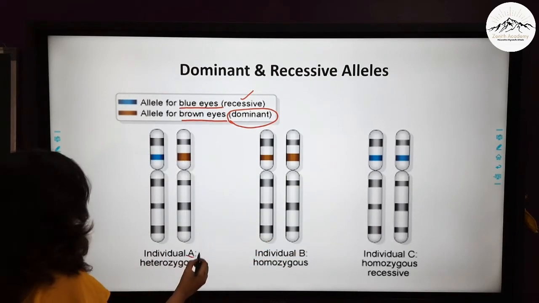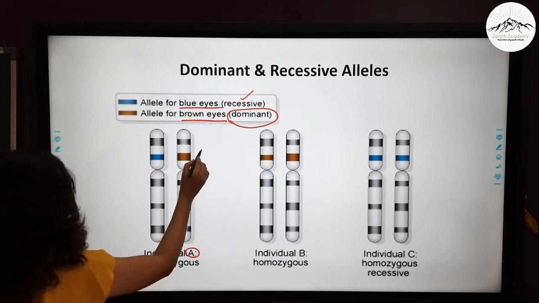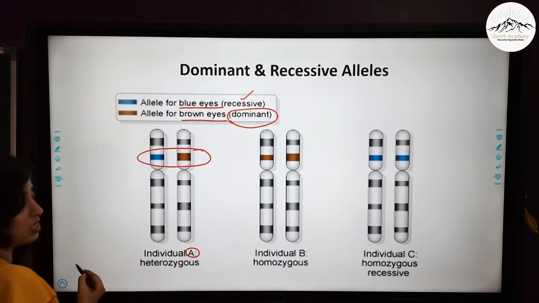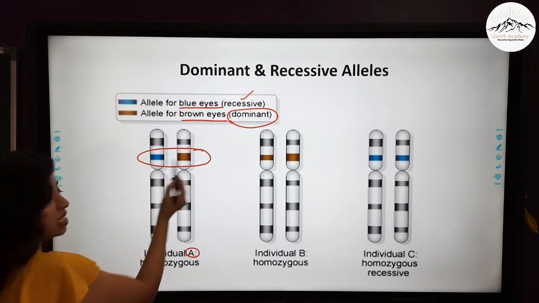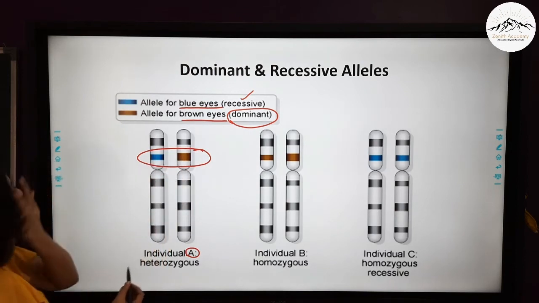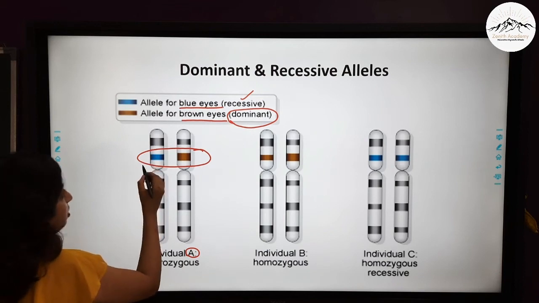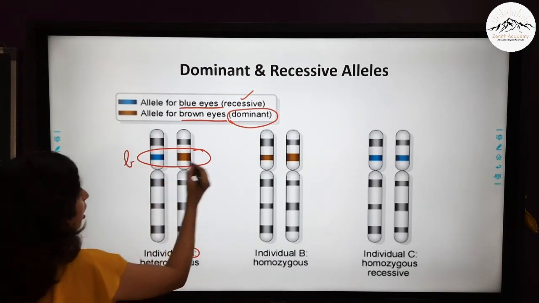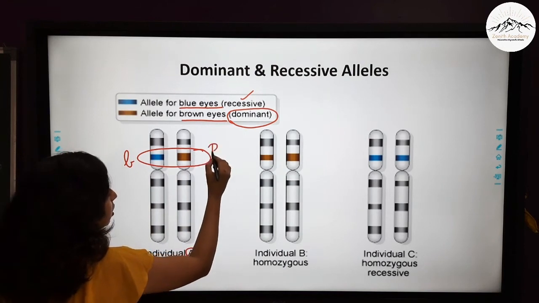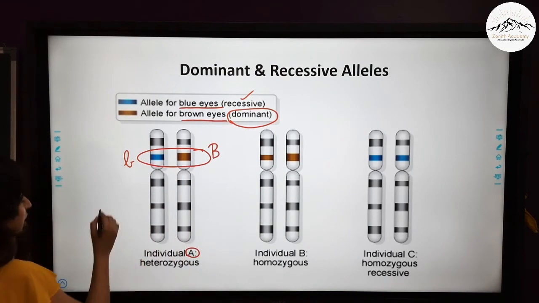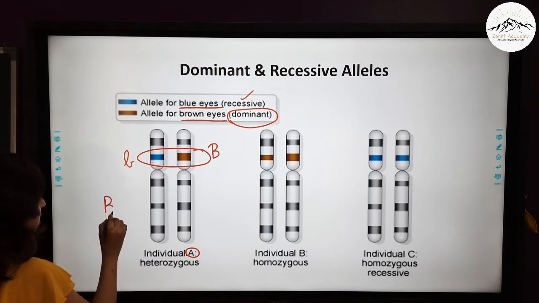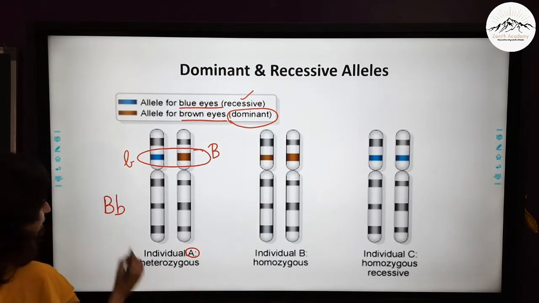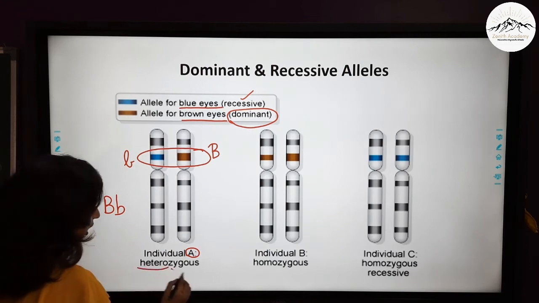In individual A, you can see two alleles of the same gene are present at the same locus, the same position. Here you can see that blue is recessive. If I take small b to represent this, and this is capital B, then the genotype, that is the genes we are seeing, is capital B, small b. Since they are different, it is known as heterozygous.